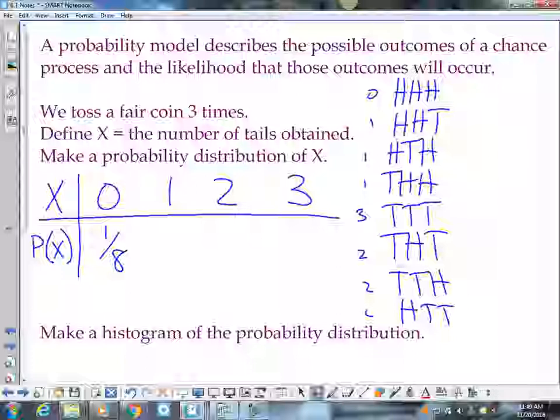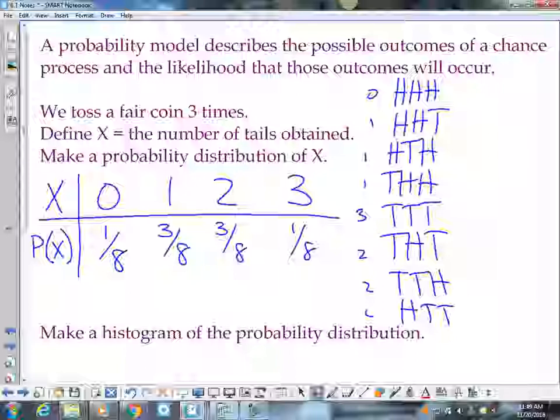How many outcomes gave me 1 tail? How many gave me 2? And how many gave me 3? And guess what all those add to? 8 over 8, which is 1. Okay, so that's your probability distribution of x.